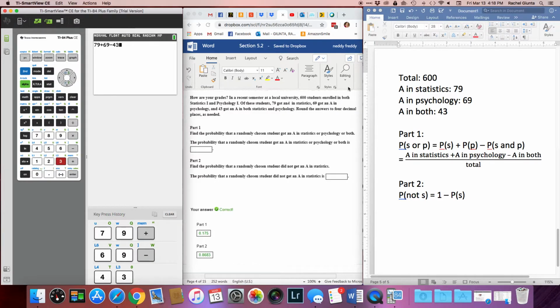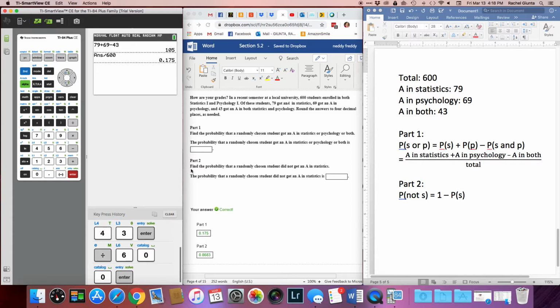And again, we have to subtract out because they're counted in this group and they're counted in this group. And so these 43 people would get counted twice if we didn't subtract out the 43. When you do that part, you're going to want to do the addition and subtraction first, enter 105, and then divide by the total, which is 600, which gives you 0.175 as your answer to part 1.